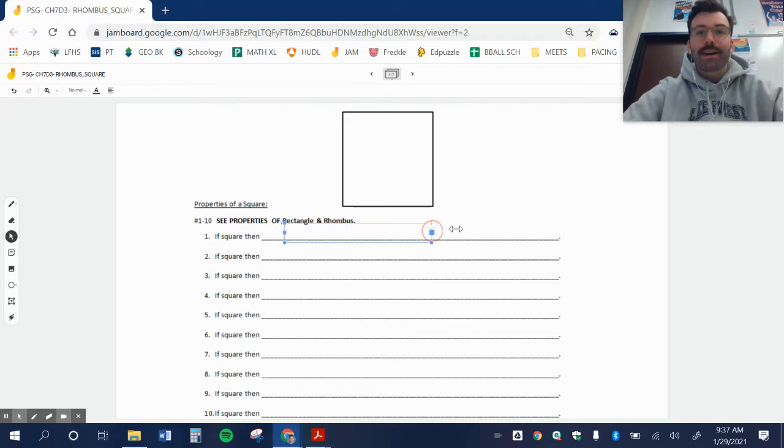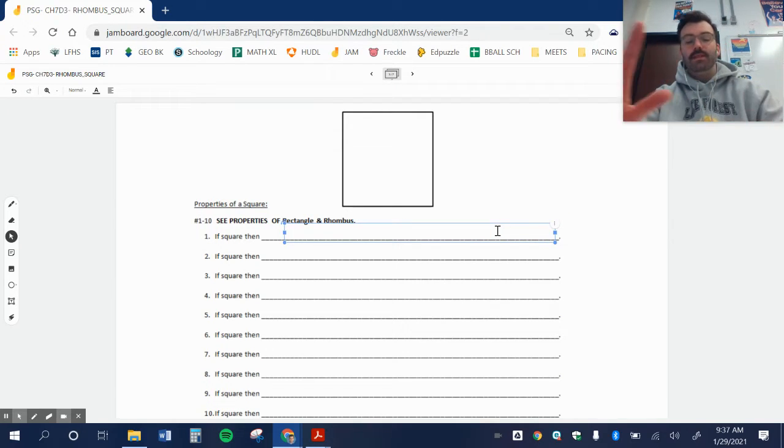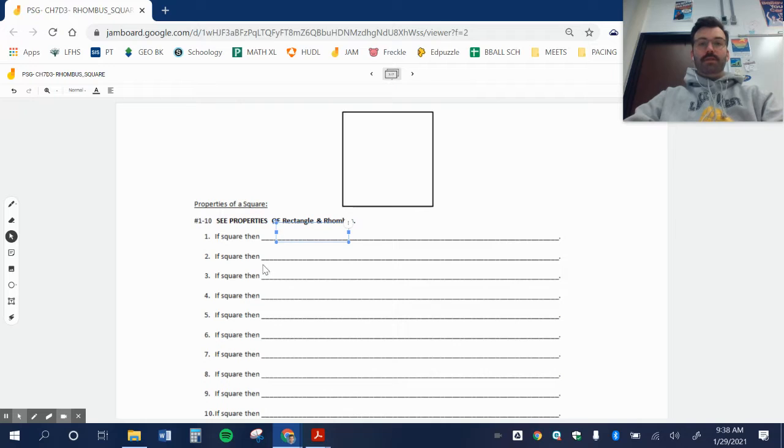Okay, so next, this is the square. There are 10 properties because, and this is important to understand, the square is the super shape, meaning that it includes all properties of a rhombus, all properties of a rectangle, and all properties of a parallelogram. So I'm going to start off by typing out some properties of different shapes: of a parallelogram, then some properties of rectangles and rhombus. So first one, and this is also very true, opposite sides parallel.